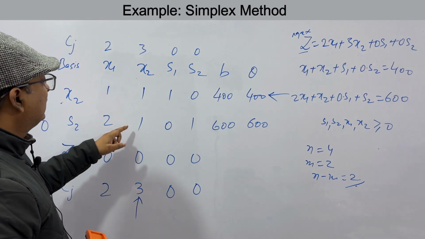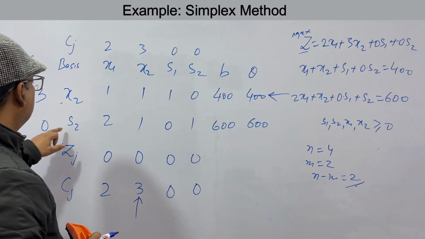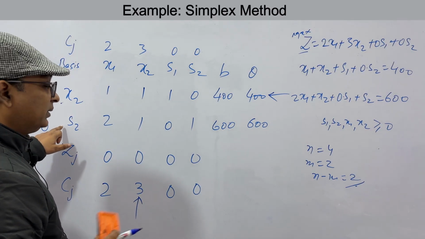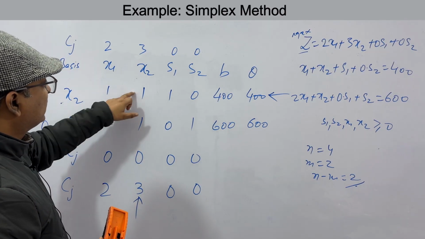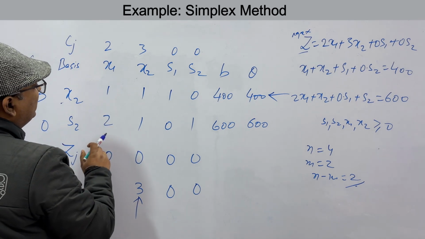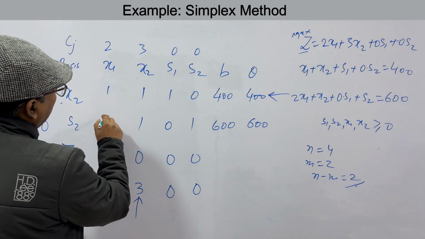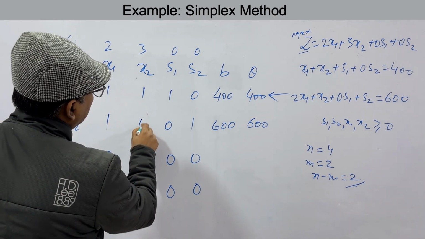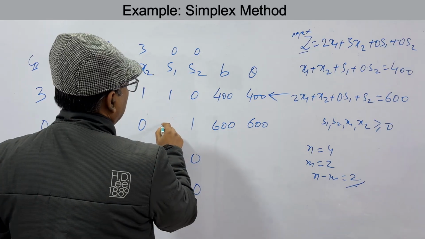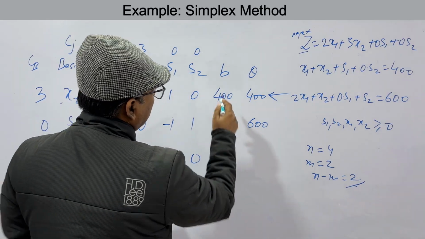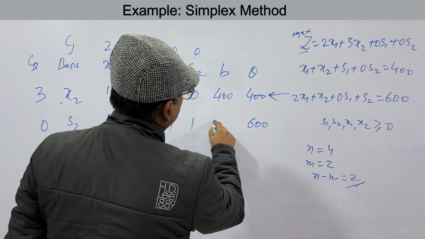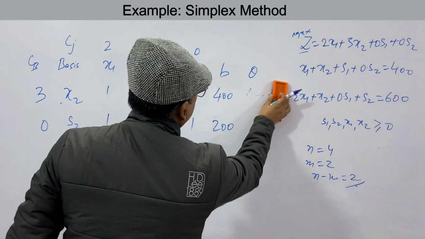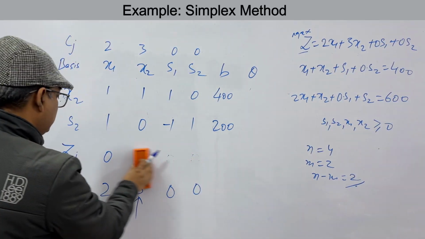So how can we do that? If this is R2, we will do the elementary transformation R2 minus R1. 1 minus 1 will be 0. So R2 minus R1 will be 2 minus 1, that is 1. 1 minus 1, 0. 0 minus 1, minus 1. 1 minus 0, and 600 minus 400, that will be 200. So we have found this.